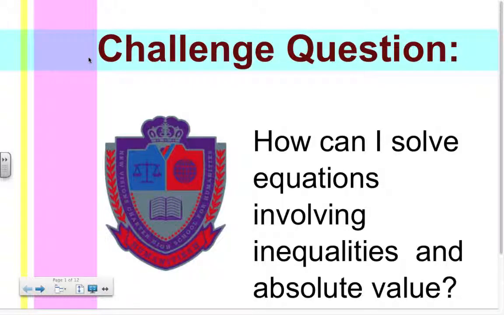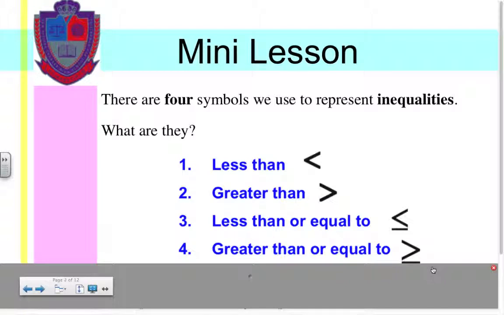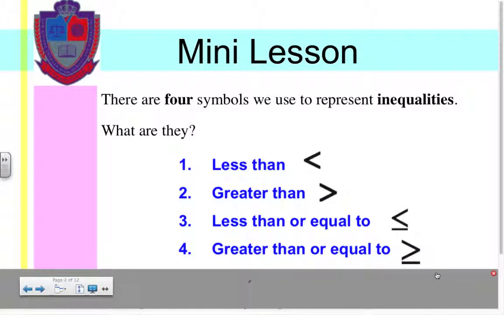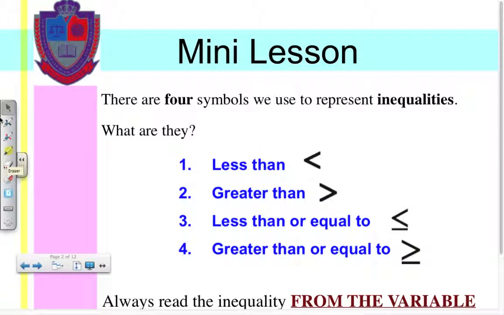Today we're going to talk about how I can solve equations involving inequalities and absolute value. Really quick review. There are four symbols that we use to represent inequalities. What are they? Many of you remember less than, greater than, less than or equal to, and greater than or equal to. However, reading these inequalities is a little bit tricky. One thing that we need to remember is to always read the inequality from the variable.